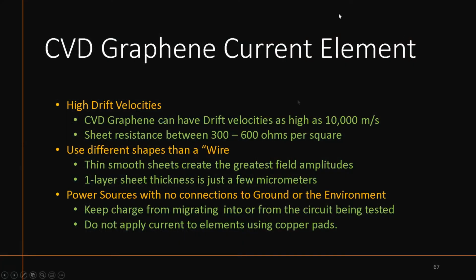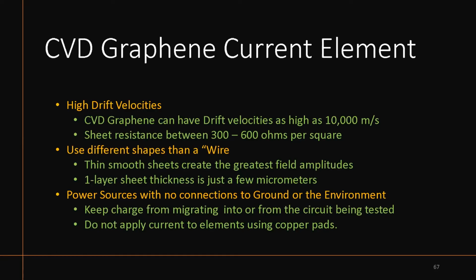So CVD graphene is a current element, yep, with high drift velocities and the sheet resistance, which is also important in these. Copper conductors virtually have a sheet resistance of near zero. But these will have between 300 and 400 ohms per square, which definitely enhances cross product terms, which we'll go over later. It has a different shape than a wire. It's not a regular wire. It's a great big flat sheet. Great big flat sheets are going to produce the greatest cross product terms in the center of them. And I'll show you that later.